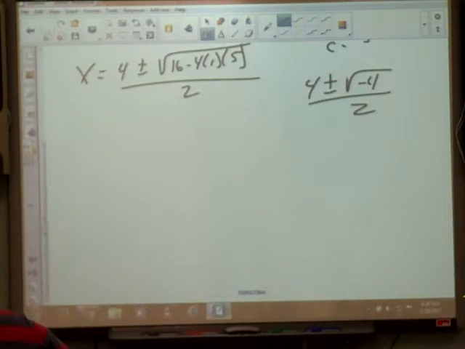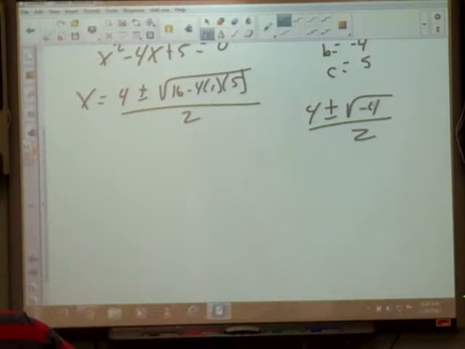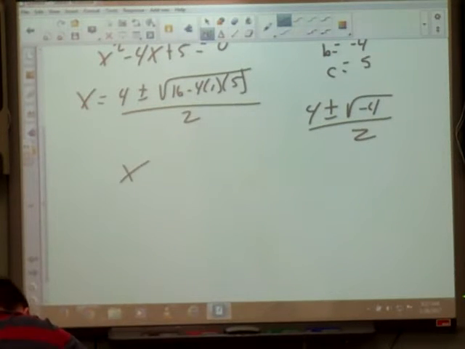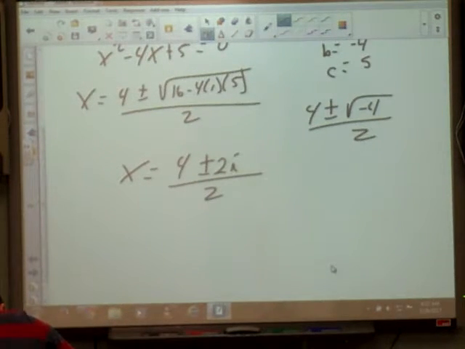Good, Austin. Thankfully, we know what to do with that negative 4 when we have a negative underneath there. That's an i. And better news, 4 is a perfect square. So the i comes out, and the square root of 4 is 2. So 2i comes out of that, right? So we got x equals 4 plus or minus 2i all over 2.